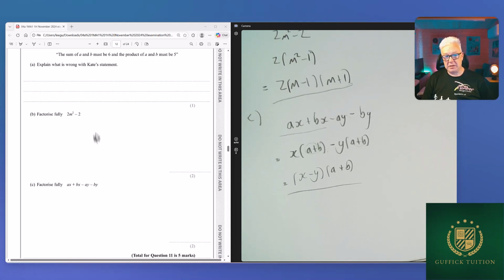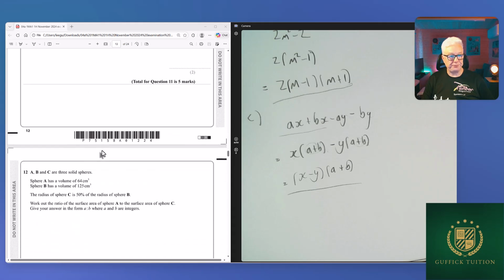So, a sneaky little tricky question there for parts B and C, I think.